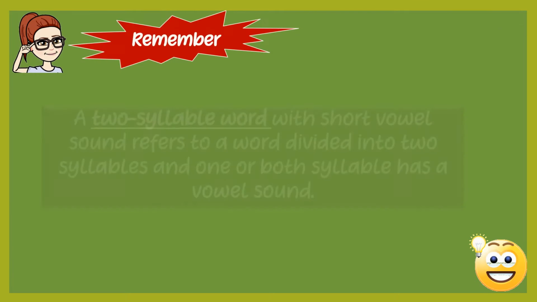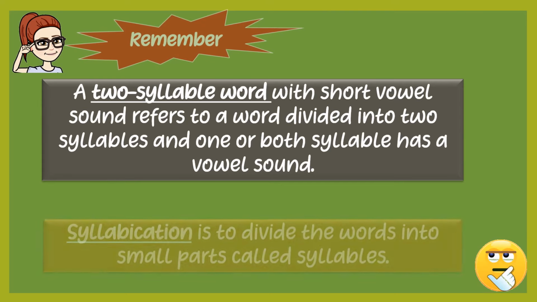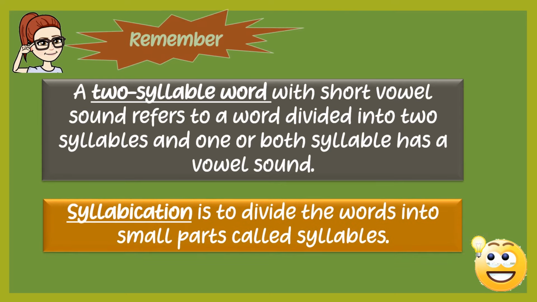Class, you have to remember that a two-syllable word with short vowel sound refers to a word divided into two syllables and one or both syllables has a vowel sound. Syllabication is to divide the words into small parts called syllables.